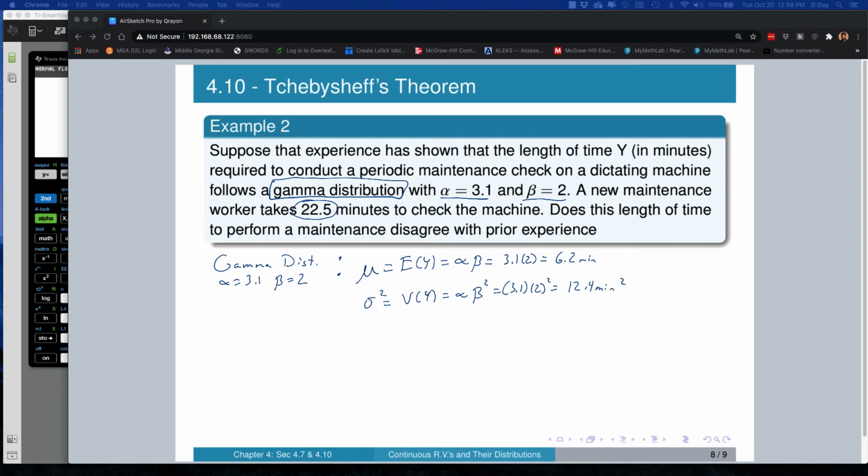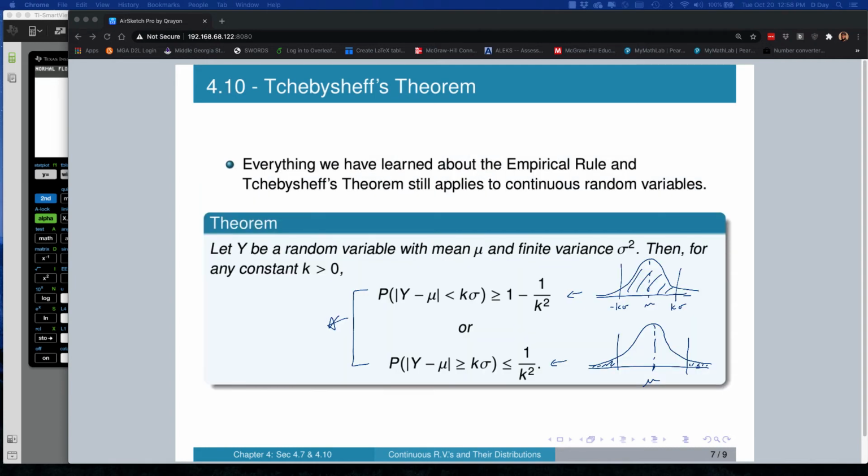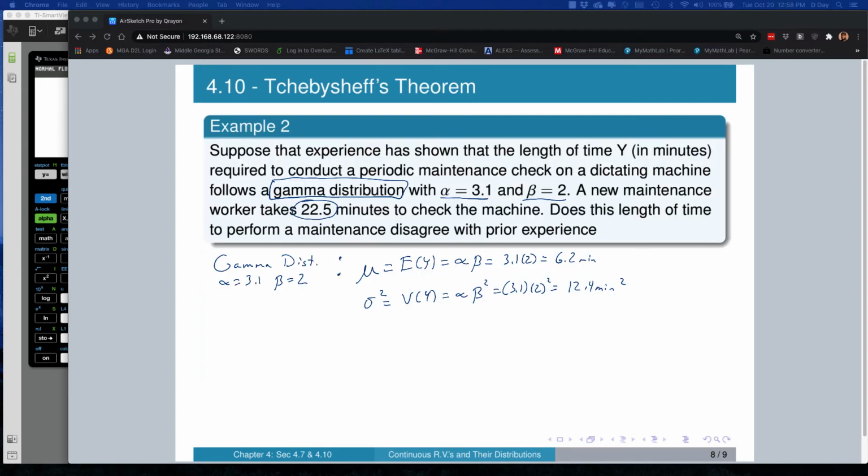But notice that in Chebyshev's inequalities here, the sigma is just the standard deviation and not the variance. So we need to go ahead and calculate the standard deviation as well. So sigma is just the square root of 12.4, which gives us roughly a standard deviation of 3.52 minutes, give or take. All right, so that's what we need to discern from that gamma distribution function.